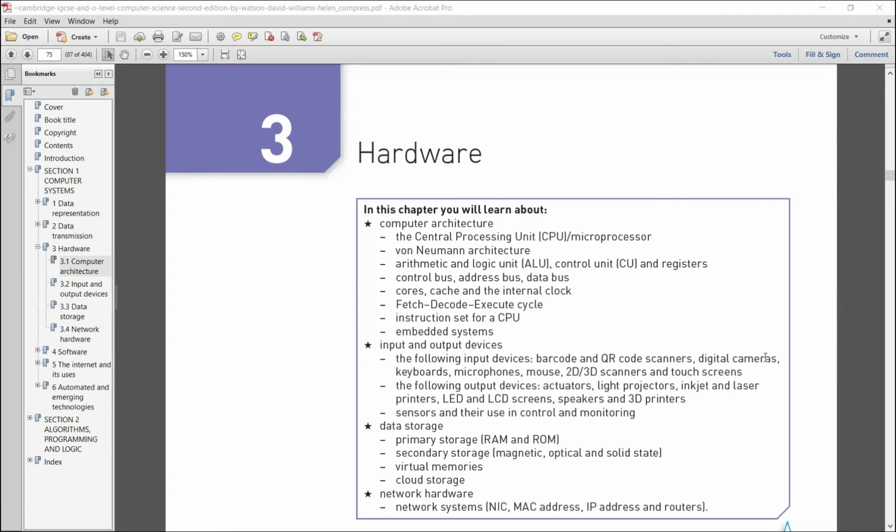Children, today we are going to discuss a chapter that is very important. Easy, but you need to know how to remember the basic things. This is chapter number 3, hardware.